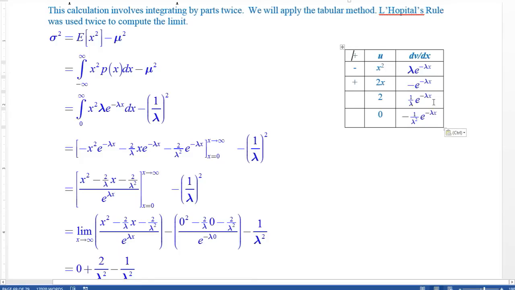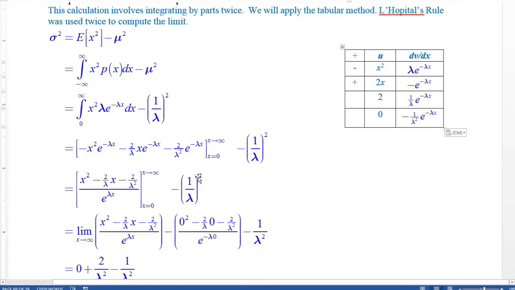And remember, we're going to multiply across these diagonals, and we alternate plus, minus, plus, is the way this tabular method works out. So this becomes x squared times minus e to the minus lambda x, that's the first term, minus 2x times 1 over lambda e to the minus lambda x, that's the second term. Then plus 2 times negative 1 over lambda squared e to the minus lambda x is the third term. And we evaluate that as x goes from 0 to infinity, or as x approaches infinity.